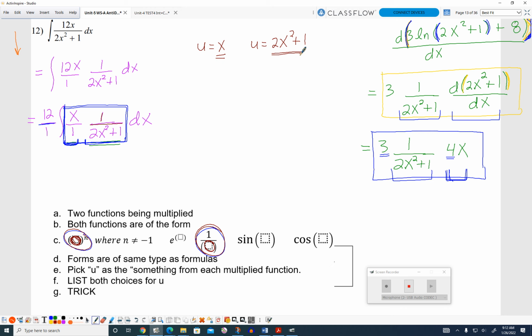Okay, the next thing you do is you apply the derivative operator to both of your choices. That means you take this equation here and you apply d over dx to the left-hand side. So that means you get d over dx of u.